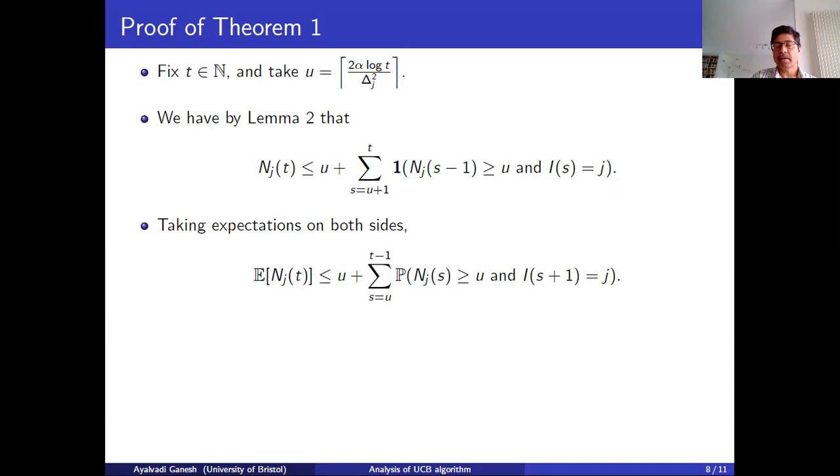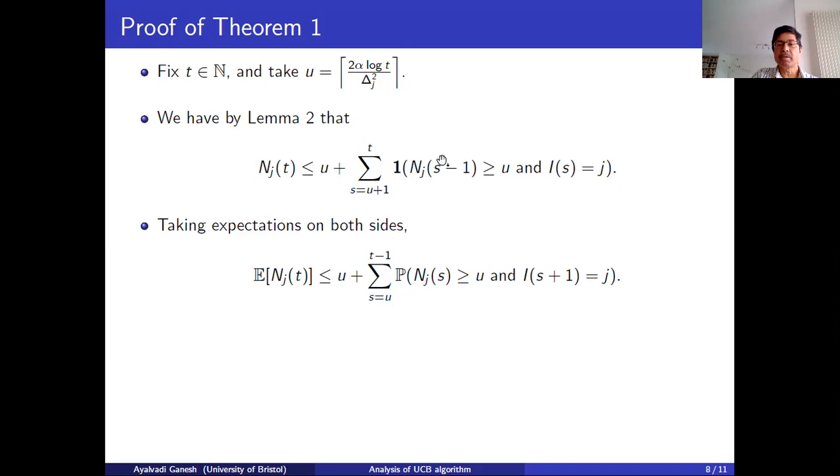Now, indicators take values either 0 or 1. So the expectation of an indicator is just the probability that it takes the value 1. So it's the probability of the event of which it's the indicator. So the second term here is the probability of this event.